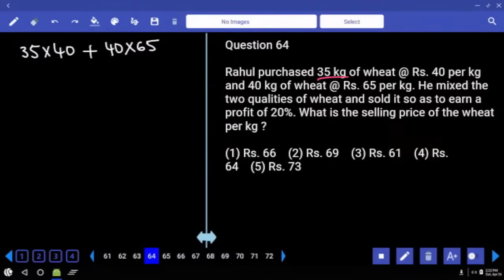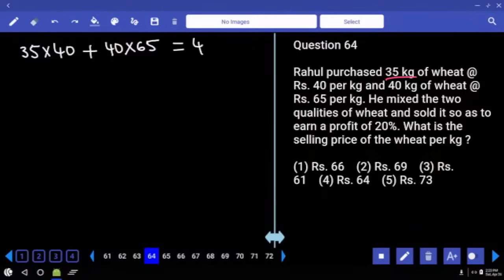Come on, observe both the numbers. This is the first one, this is the second one. Both have 40 common. Take 40 common. What are the leftover numbers? 35 plus 65, 100, right? 40 into 100, 4,000. What is 4,000 called? Cost price. And by selling them, how much percentage of profit are we expecting? 20% of cost price only. That means 4,800, correct?